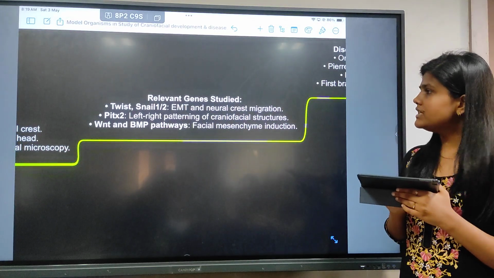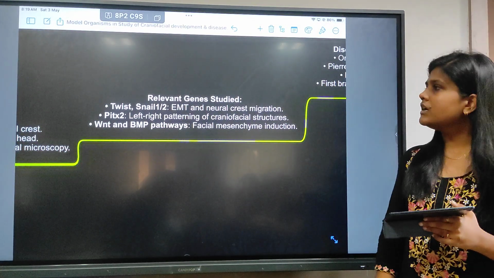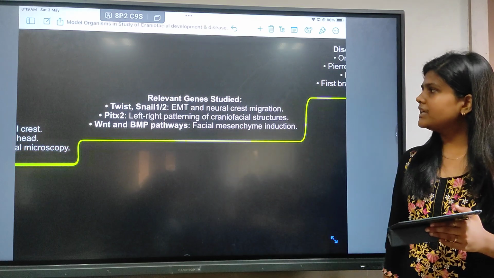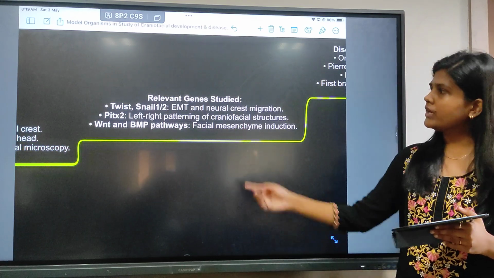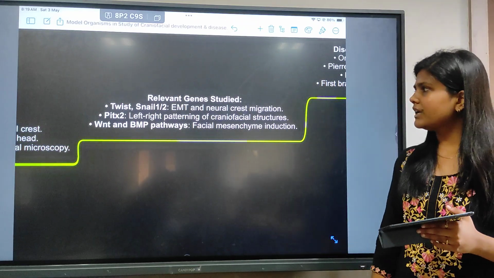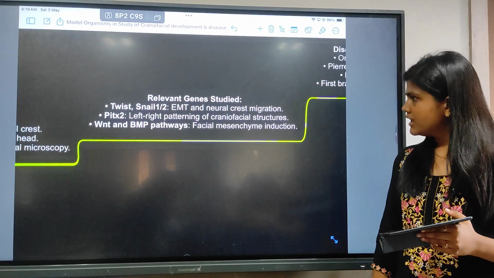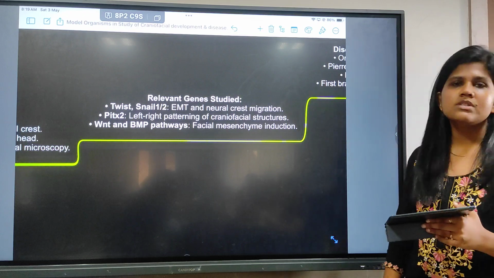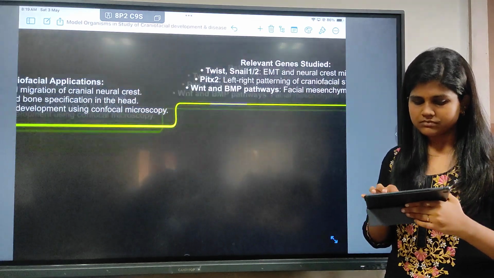So far the relevant genes studied using the frog model are twist, snail 1 and 2, which are used for the EMT and neural crest migration. So for EMT we actually go for the frog model. PITX2 is involved in left-right patterning of the craniofacial structures, and WNT and BMP pathways are commonly involved in the facial mesenchyme induction.